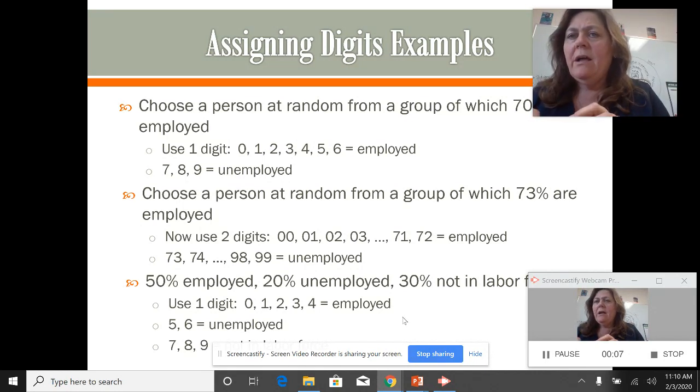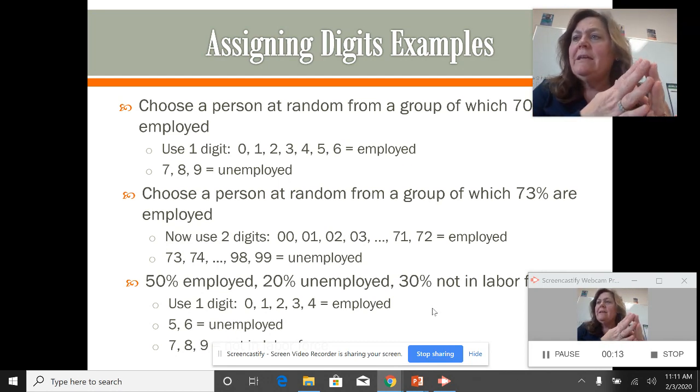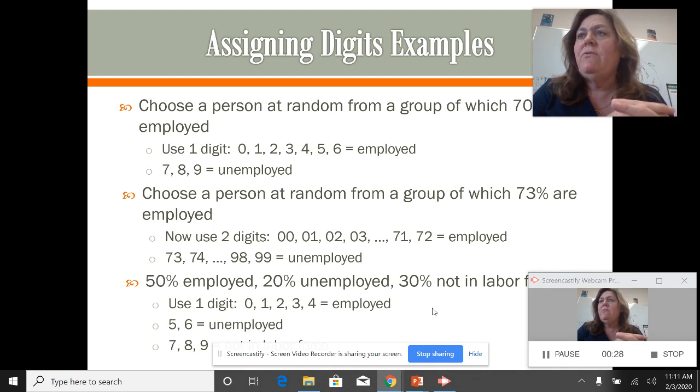Okay. 50% employed, 20% unemployed, 30% not in the labor force. Because these are 10 digits again, you can go back to your single digits. Whenever you can use single digits, it's a lot easier. You use fewer numbers on the table. So only use digits that are necessary. Like if you had a 3-digit number, then you would use 3 digits. But if it was like 100, 200, 300, you could still use 1 digit.